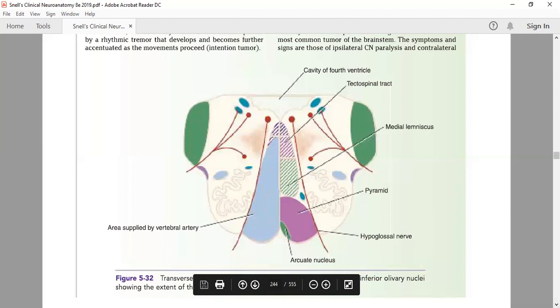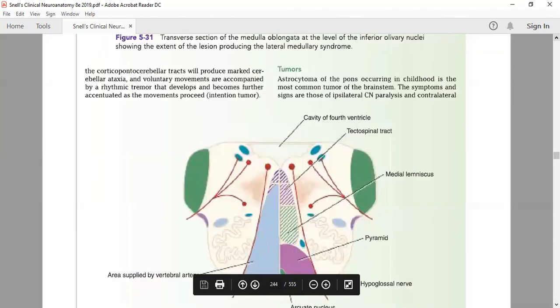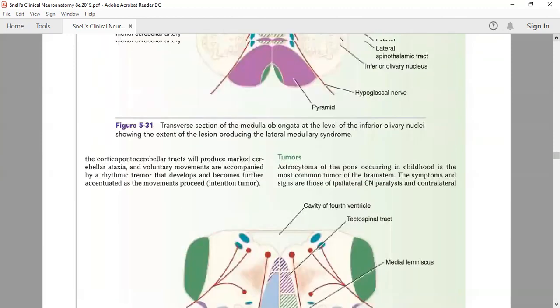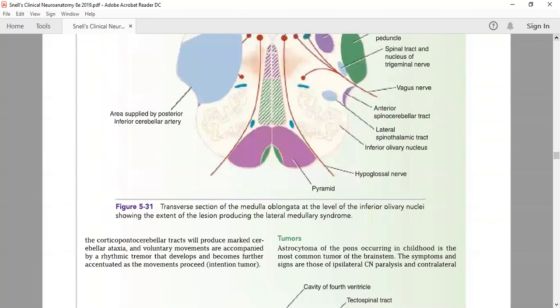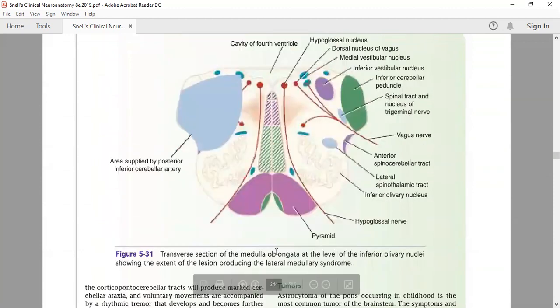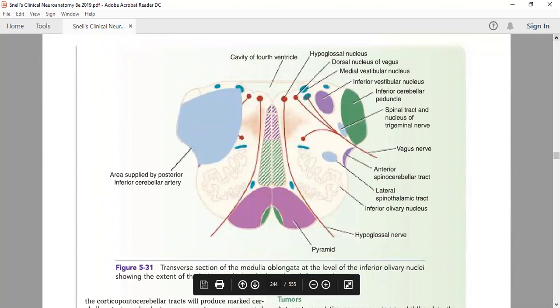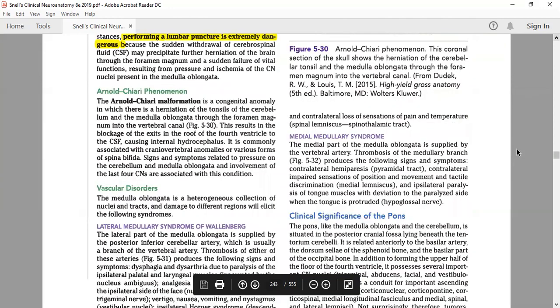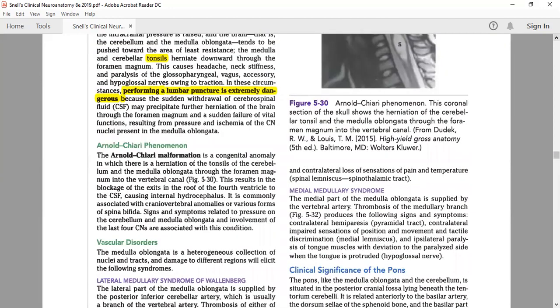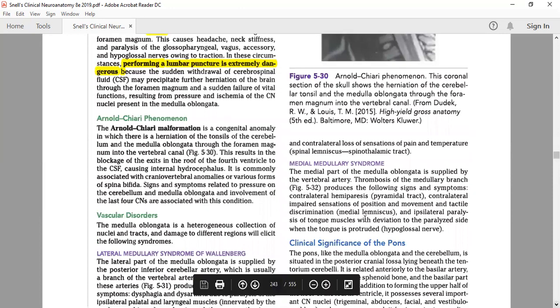So this was all about the clinical anatomy of the medulla oblongata. This cross section at the level of inferior olivary nuclei is very important in recognizing medial and lateral medullary syndrome. So in the next video we will talk about clinical significance of bones.